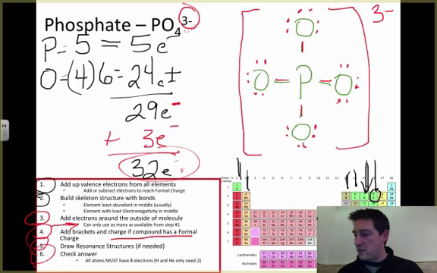So the way I check my answer, all of them should have 8 around it. We don't have any hydrogens this time, so every one of them should have 8 when we're done. Let me start with the oxygen we started with. It's got 2, 3, 4, 5, 6, 7, 8. This oxygen has 8. This oxygen has 8. This one has 8. All the oxygens are happy. Go to the phosphorus. It has 2, 4, 6, 8. Everybody's happy. We can't be wrong. This is the structure for phosphate.